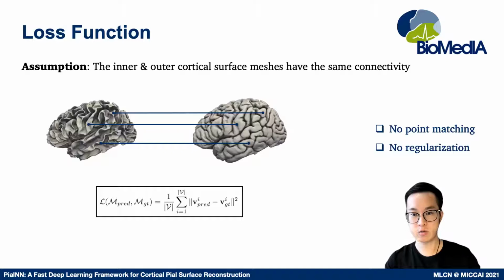For the training of a PialNN, we assume that the inner and outer surface meshes have the same connectivity, which means the predicted surfaces also have the same connectivity as the ground truth. This can be easily achieved if the training surfaces are generated by FreeSurfer. Therefore, based on this point-to-point correspondence, we can simply compute the mean squared loss without additional point matching. This loss function provides strong supervision, and each vertex can learn to move to a correct position. So we do not need any surface-based regularization terms.